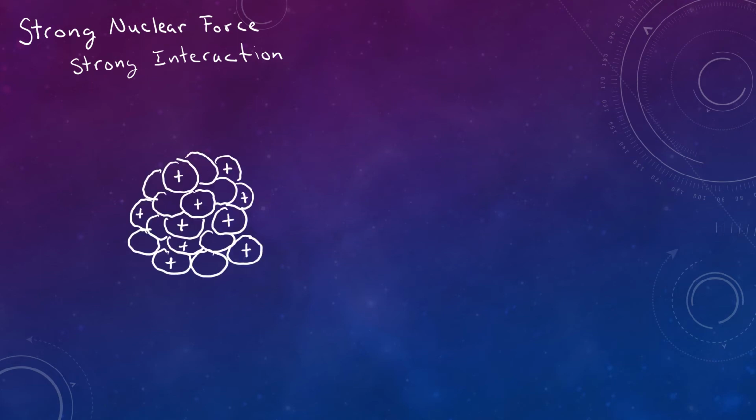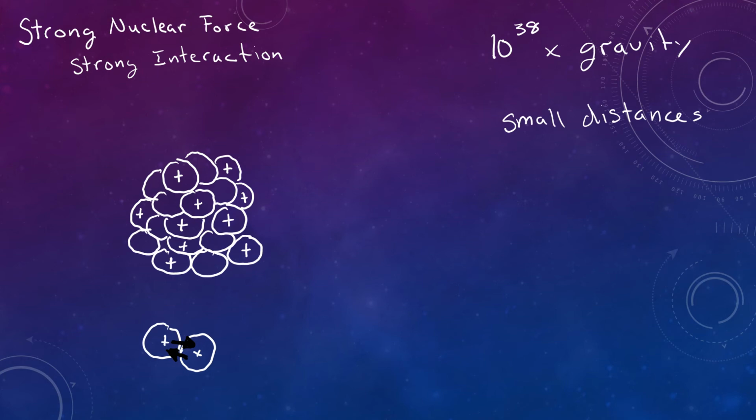So the next force we'll be taking a look at is the strong nuclear force or strong interaction. Now, this force describes the interaction that occurs within a nucleus. Basically, two protons, because they're both positively charged, would normally repel each other. But the strong nuclear force is what holds the nucleus together. It is the interaction between protons and neutrons within a nucleus. And it's a very strong force. It's actually 10 to the 38th times greater than gravity. The problem is that it's only effective over small distances.